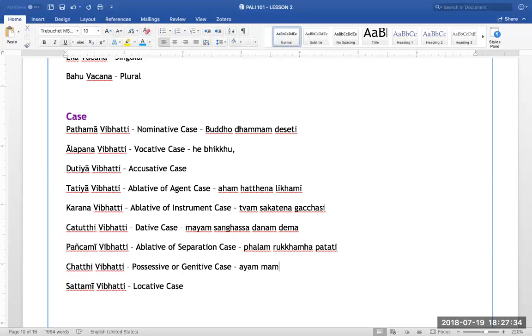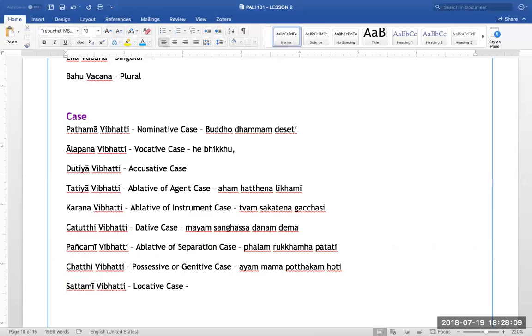And Chatti Vibhatti. Ayam Mama Pothakam. Okay. Ayam Mama Pothakam. Mama means my. So possessive or genitive case. Chatti Vibhatti. Ayam Mama Pothakam. This is my book. Pothakam, let's say Hoti. Okay. This is my book. Hoti means is. Mama means my.